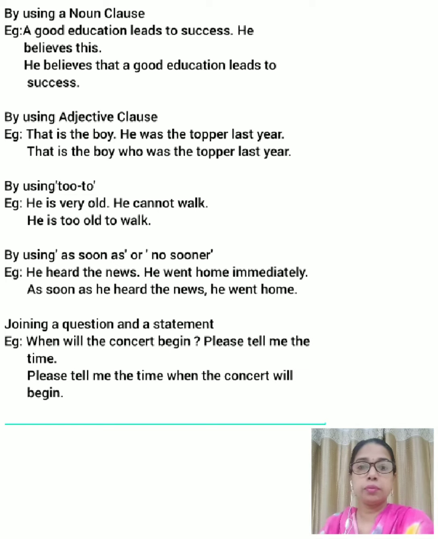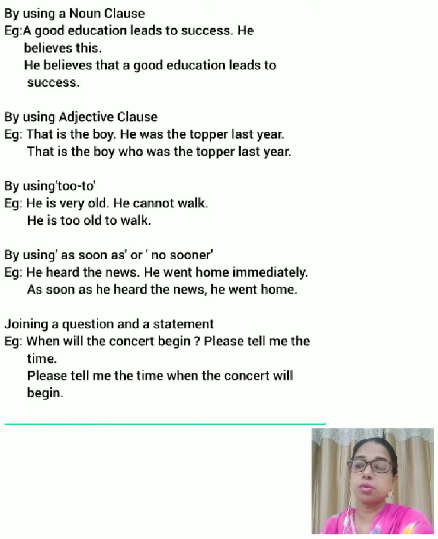Then there are other ways of joining also, which I have already explained in transformation of sentences in the previous videos. You can go through the rules related to those different ways of using words and write the sentences correctly. Like first is by using to. So he is very old, he cannot walk. If two sentences like this come where the word very has been used, then you can join them by using to. He is too old to walk.